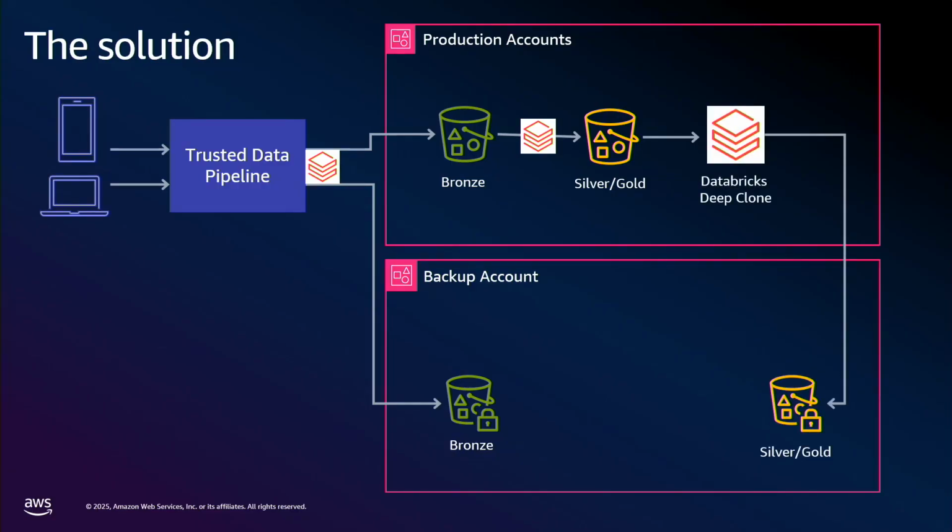Not only does Deep Clone help us back up the Parquet and the Delta log files, but it also manages some of the metadata and also the schema changes for us. So this is how we have the bronze, the silver, and the gold backed up in a backup bucket.